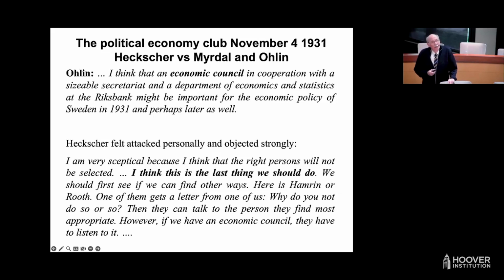Ohlin said, I think an economic council in cooperation with the sizable secretariat and Department of Economics and Statistics at the Riksbank might be important for economic policy in Sweden. Heckscher felt attacked personally and objected strongly. I think this is the last thing we should do. We should first see if we can find other ways. We could contact Hammarskjöld and Rooth and write them letters and tell them what to do. An economic council will just make it difficult for us economists to reach the policymakers.